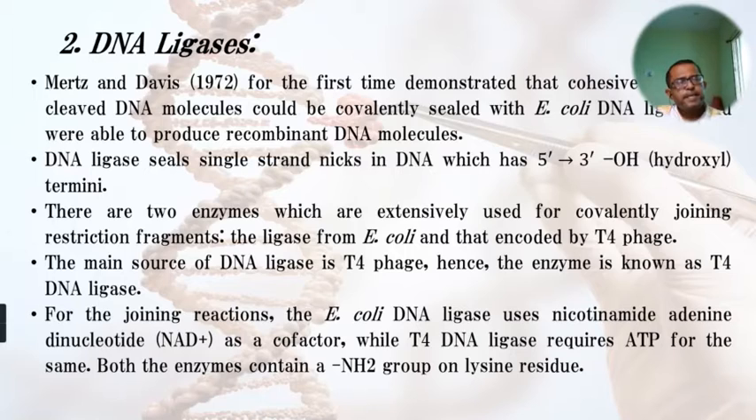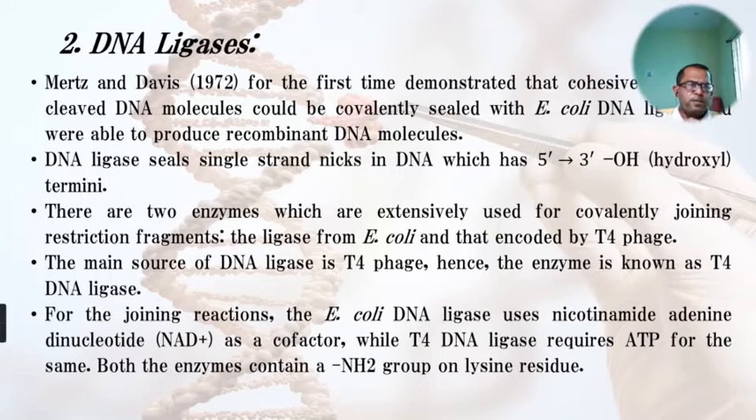Now this DNA ligase enzyme has a property that it seals the single-stranded nicks present in the DNA molecule because it has an activity at the 5' to 3' terminus. When there is a hydroxyl group at the 3' end of a fragment, this DNA ligase enzyme uses this hydroxyl group to rejoin, or seal, the two separate strands.